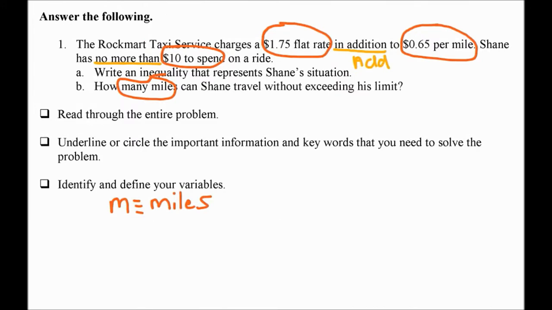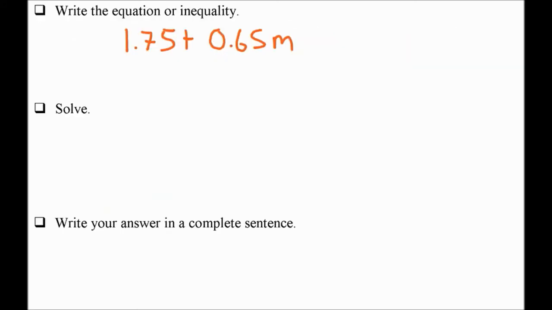Now this is where the inequality comes into play. So we finished this part of our statement, but then it says that Shane has no more than $10 to spend. Okay, so let's go ahead and say that there's going to be a symbol that goes right here, and we're going to say that there's $10 on the other side. Because this is all the money that Shane has, on this side of the inequality or the equation.